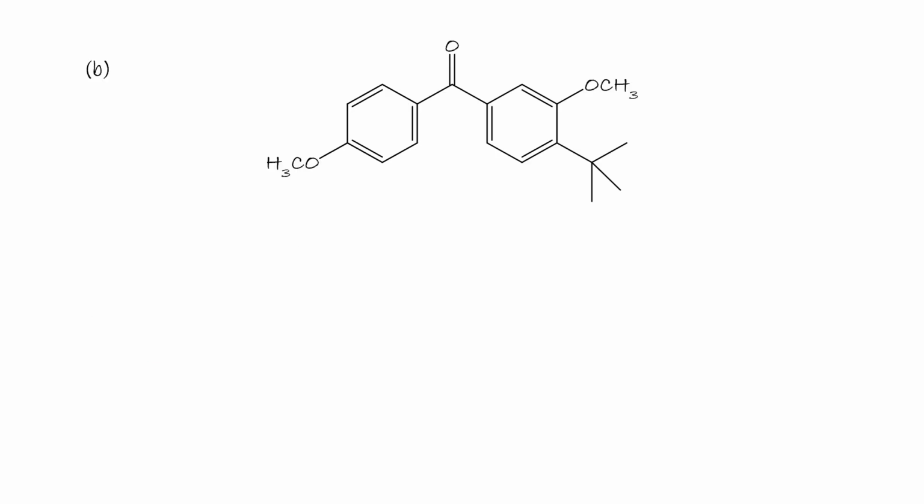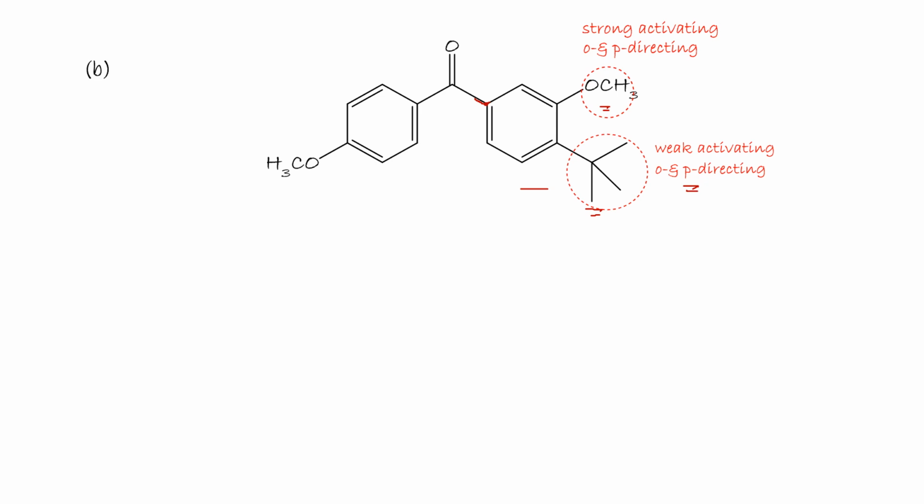For this compound, we have here two groups. Methoxy, and it's also strong ortho-para, and here the acyl is meta to OCH3, and we have here tertiary butyl that's weak activating ortho-para, and the acyl group is in the para position to this group. Okay. For this one here we have a methoxy, and we have here the acyl para to it, and it's also para directing group.